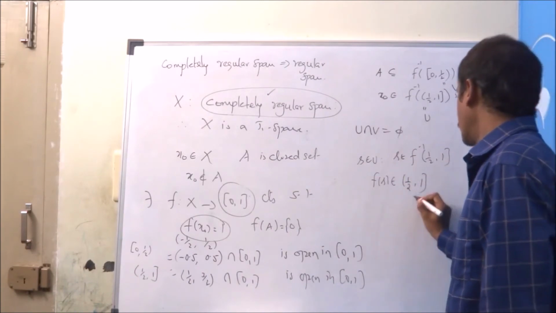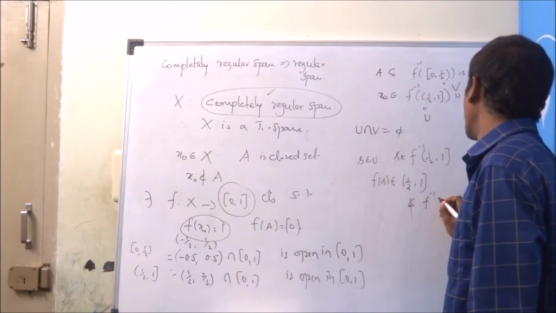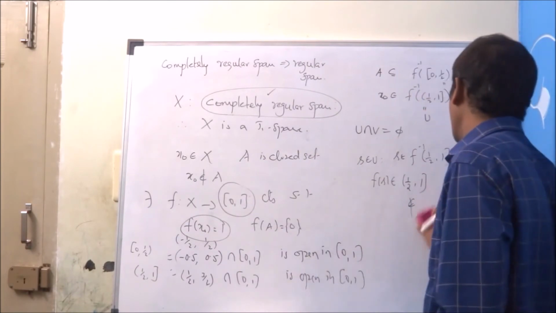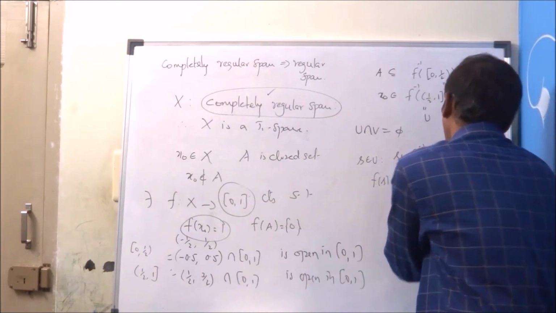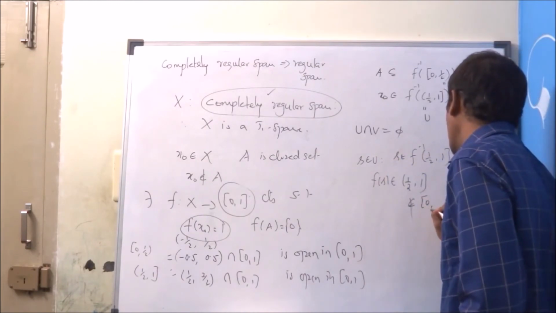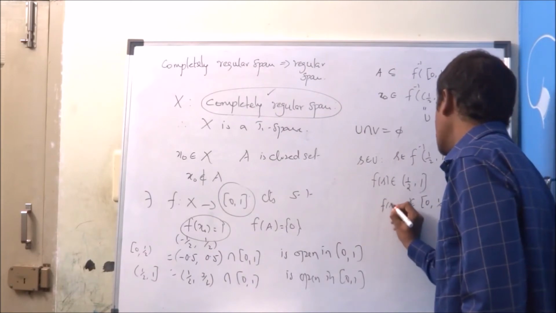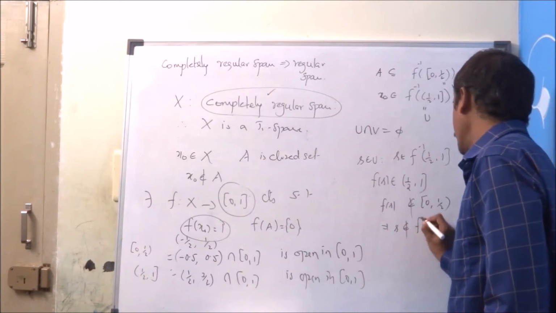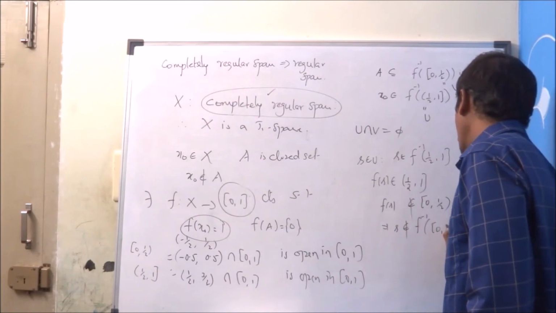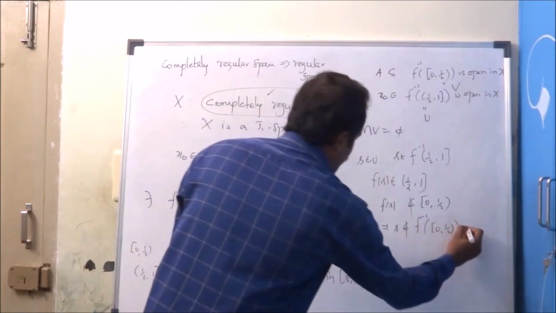Therefore, f of s is not in the set [0, 1/2), which means that s is not an element of f inverse of [0, 1/2). So this is your V.